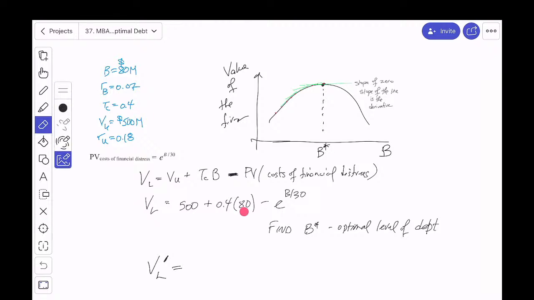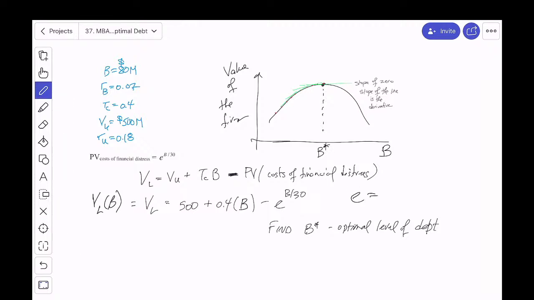oh, sorry, I have to put this here. Let me change the function in terms of B. Let's do that first. Okay, so this is the function in terms of B. I just exchanged putting 80 in there because what I wanted is a general function of B. So I've made it a general function of B. Okay. E is 2.718. It's a fixed number, exponential. So that's a constant. It actually has more decimals. I just rounded it.